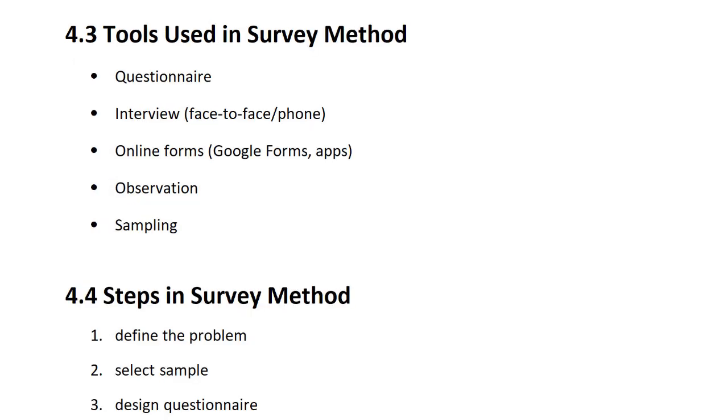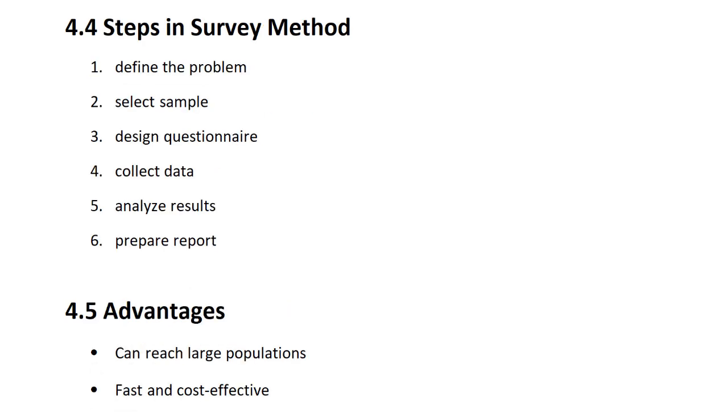What are the tools used in survey methods? We have questionnaires, interviews, either face-to-face or on phone. We have online forms like Google Forms or apps. Observation and sampling are other survey methods. What are the steps in a survey method? First, define the problem, select the sample, design the questionnaire, collect data, analyze the result and prepare the report.